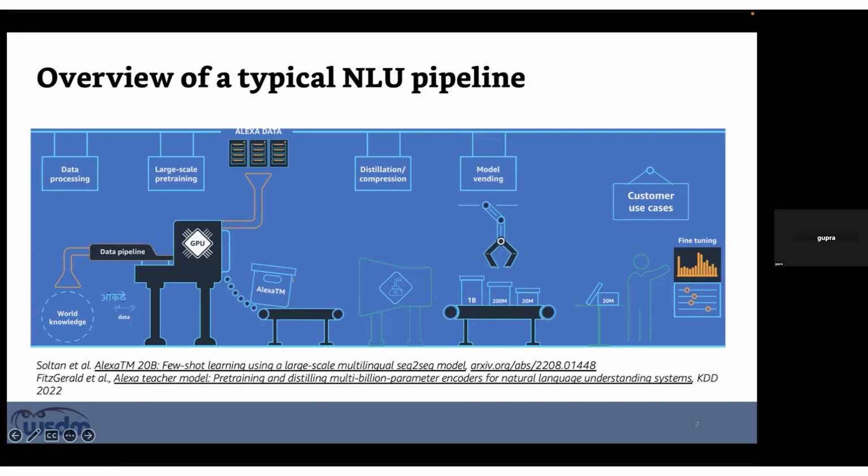Once the model is built, there's some sort of distillation because these large billion parameter or multiple billion parameter models cannot be directly deployed to production. So there's some sort of distillation that happens, and then finally there's some fine tuning on the task that's of interest.